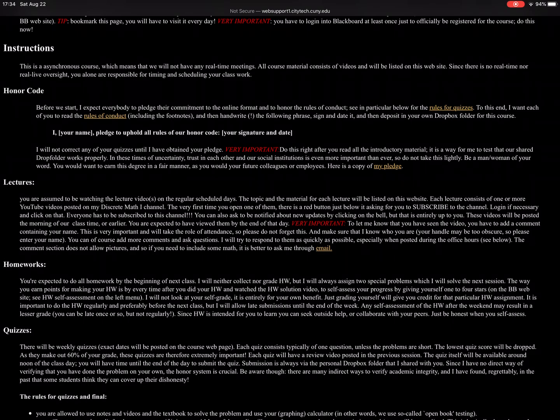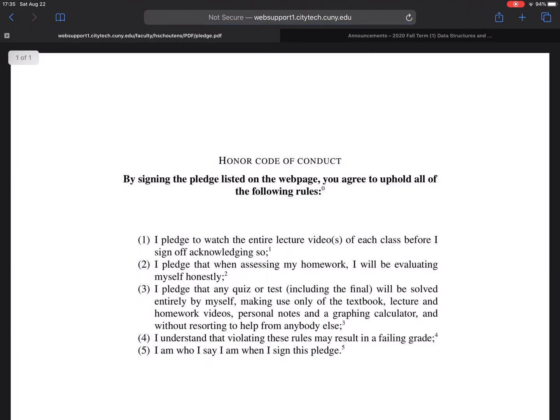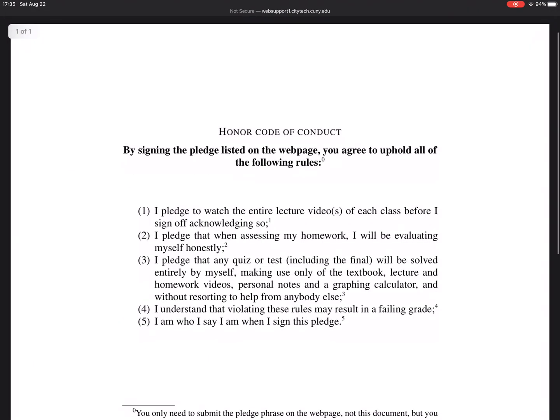By the time we do a quiz, I need to have this signed pledge of yours, because otherwise I will not grade the quizzes, because then it sounds to me that you actually do not want to uphold all the rules of our honor code. Now, what are the rules of our honor code? Let's click on the link that says rules of conduct. So, honor code of conduct. And I'm going to read it with you.